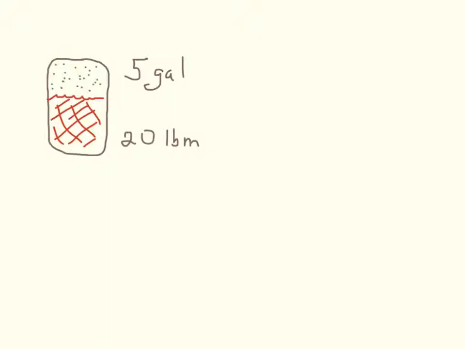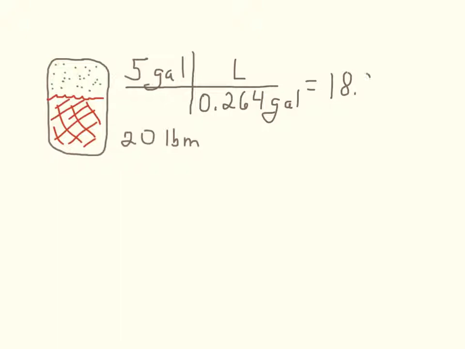First, let's convert these units to something else. The gallons, let's convert that to liters. And so we have 0.264 gallons per liter. And so this equals 18.9 liters.